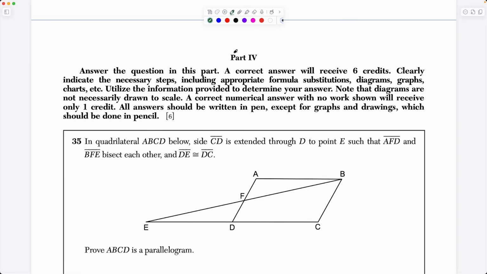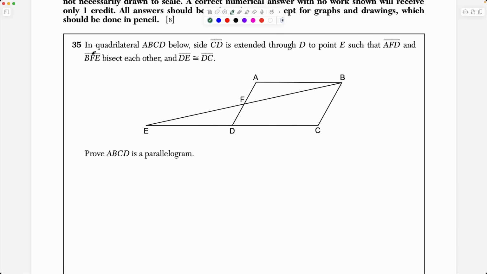So now we're moving on to part 4, the final boss, and this question is worth 6 credits. Question 35: in quadrilateral ABCD below, side CD is extended through D to point E, such that AFD and BFE bisect each other, and DE is congruent to DC. And we have to prove that ABCD is a parallelogram.